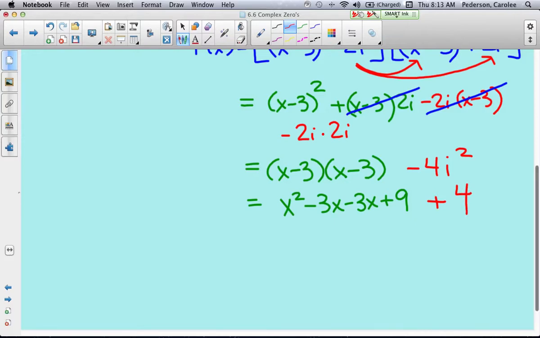Now let's go ahead and group like terms. So we have the function equals x squared, combine negative 3x and negative 3x is negative 6x, and then 9 plus 4 is 13. Remember, we started with two complex zeros, and we ended up with a quadratic equation.